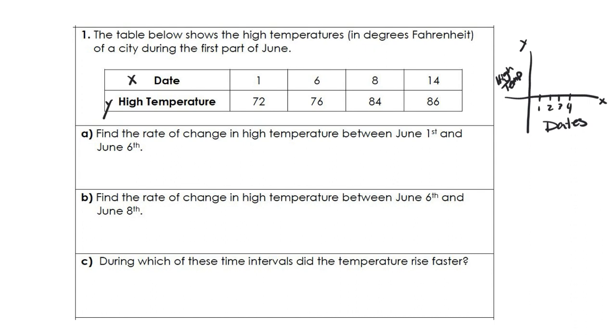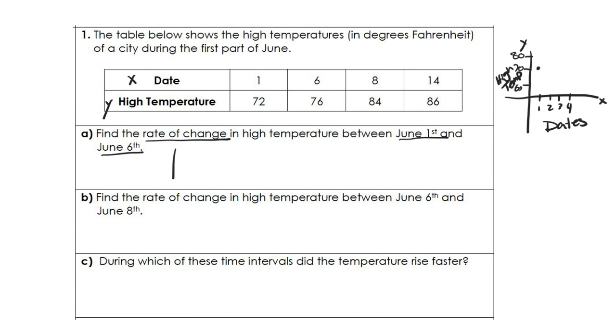So now that you visualize it this way, let's say we have 60, 70, 80 here. Maybe you go in smaller increments, it really doesn't matter. The first would be 72, so there'd be a dot here. And then if I want to find the rate of change, I need to find the slope between June 1st and June 6th.